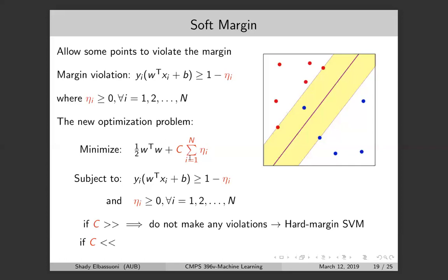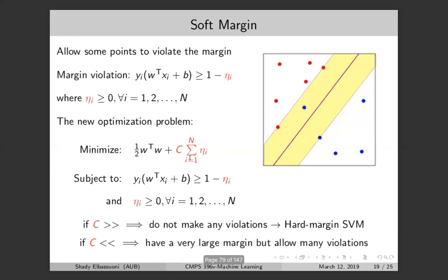So a lot of points cross, allowing many violations. You have a very large margin, but so many violations that it's useless, because you're now minimizing only this value. This gives you a very large margin, but you're allowing so many violations, so it becomes useless. So it's a trade-off.